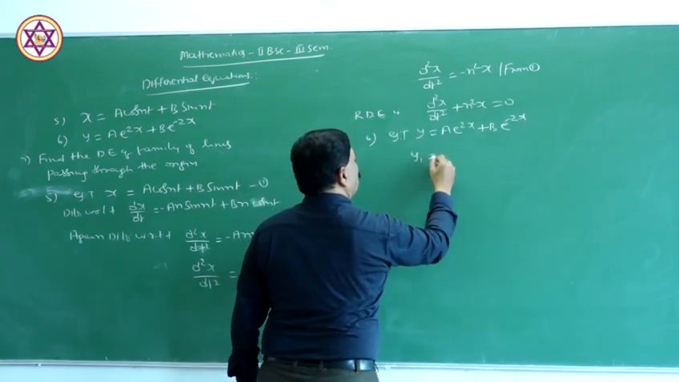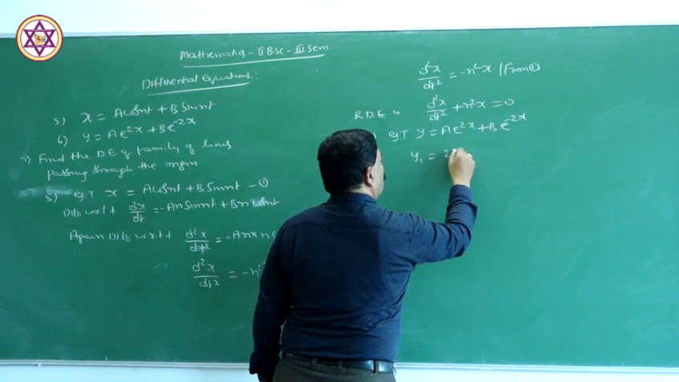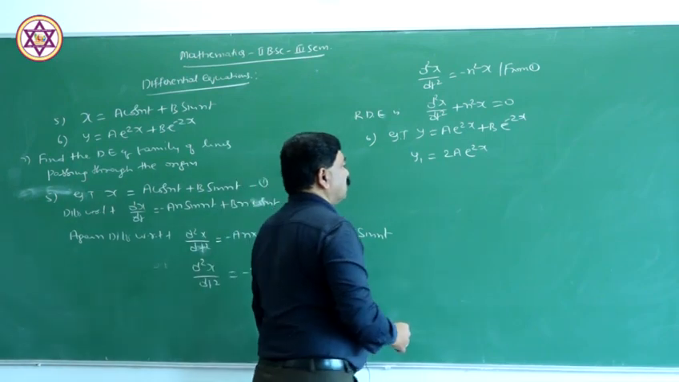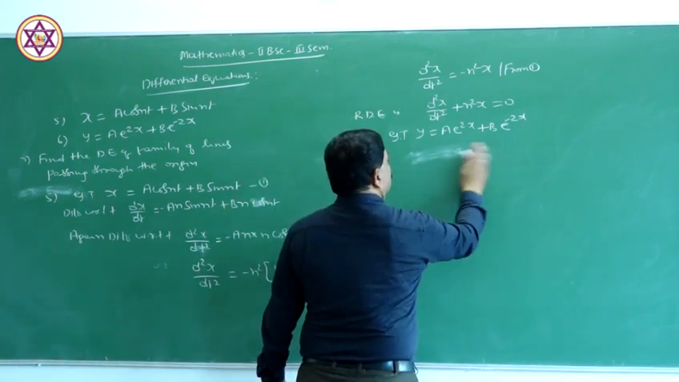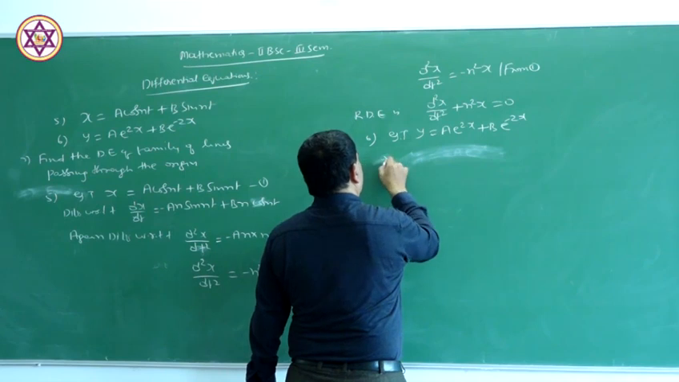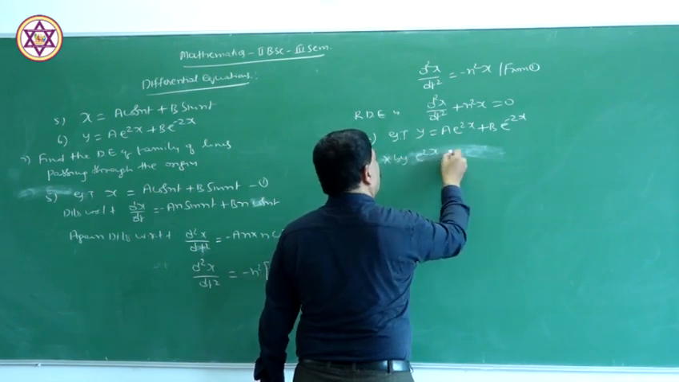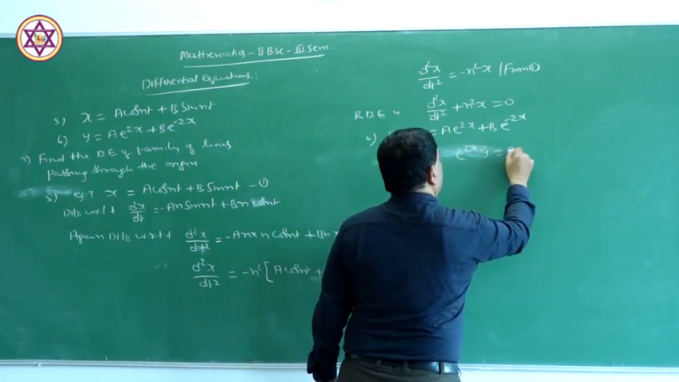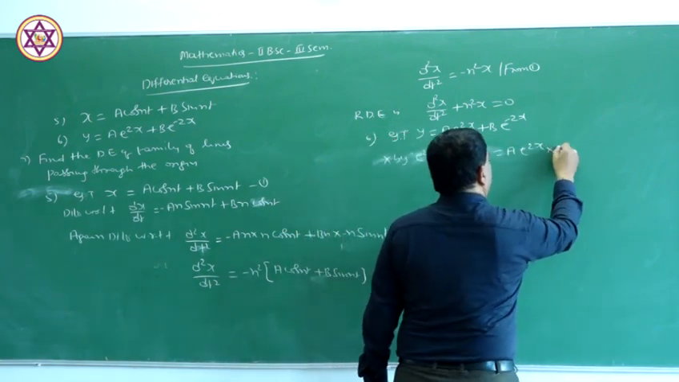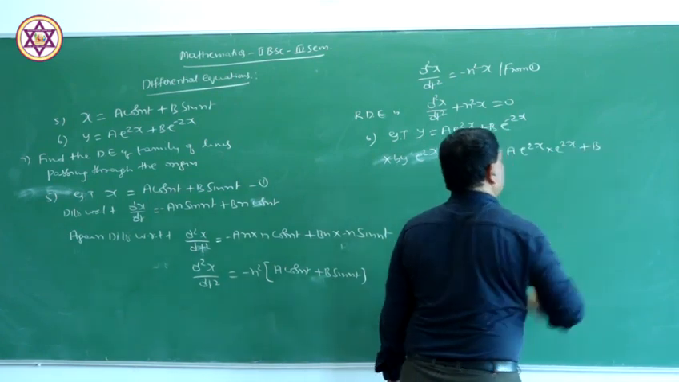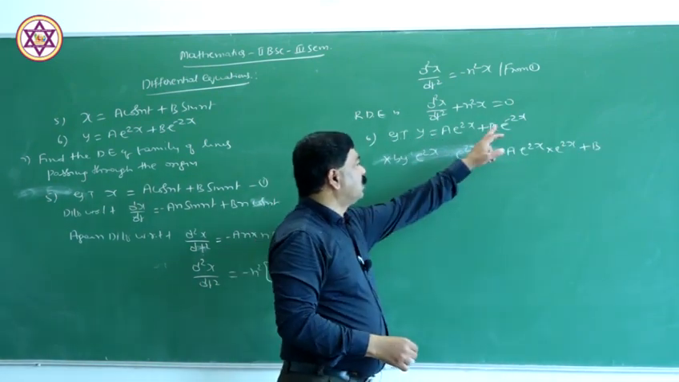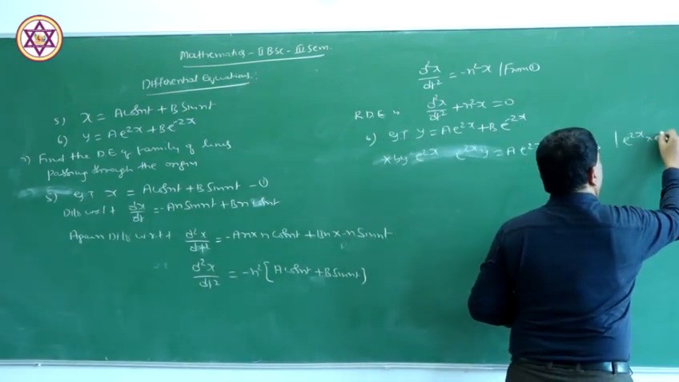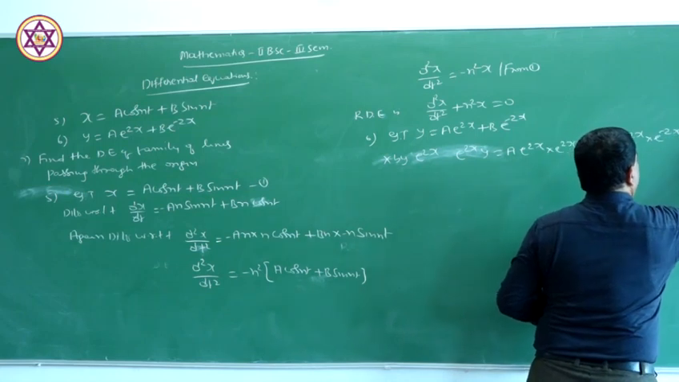Differentiate: y1 equals 2a e power 2x. Otherwise, one minute, here instead of this one, multiply by e power 2x. So we get e power 2x y equal to a e power 2x times e power 2x plus b. If you multiply this, e power minus 2x into e power 2x means e power 0, which is 1.